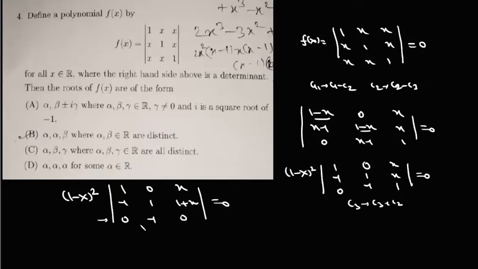Now we'll expand it about this third row. So we'll get (1 minus x) square into (1 plus 2x) equals 0. So the three roots are 1, 1 and minus 1 by 2. All three of them are real and they have the form alpha, alpha and beta, and that's your option B.